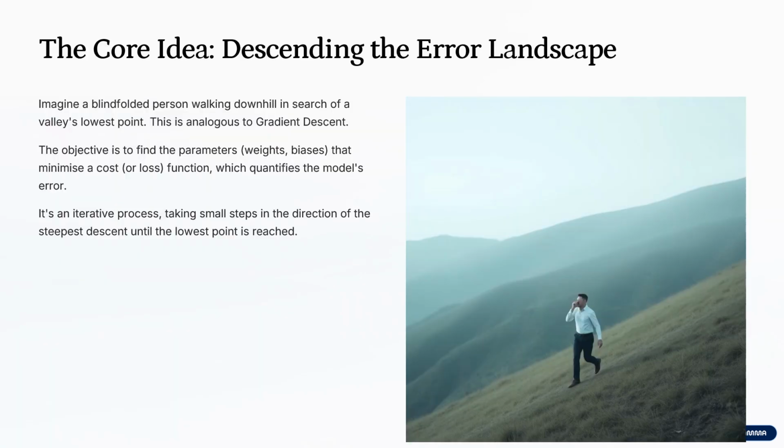The core idea: descending the error landscape. Imagine a blindfolded person walking downhill in search of a valley's lowest point. This is analogous to gradient descent. The objective is to find the parameters, which are the weights and biases, that minimize a cost or loss function, which quantifies the model's error. It's an iterative process, taking small steps in the direction of the steepest descent until the lowest point is reached.